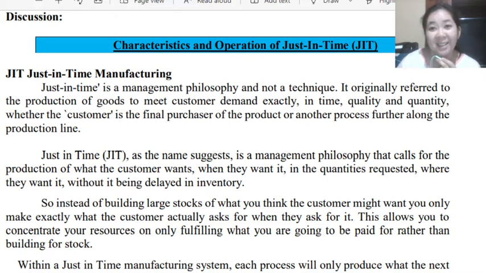without it being delayed in inventory. Just in time. Instead of building large stocks of what you think the customer might want, in just in time you only make exactly what the customer actually asks for when they ask for it. This will allow the entity to concentrate their resources on fulfilling what the customers are going to pay for, rather than building a large stock of inventory.